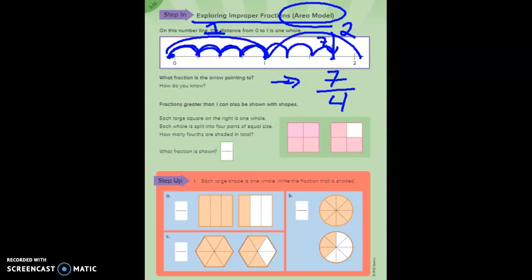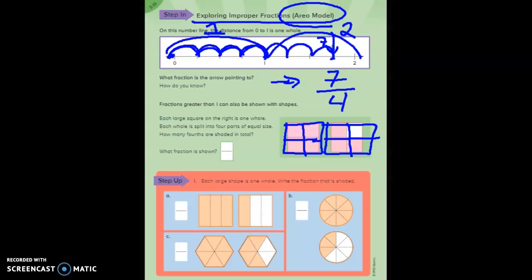Fractions greater than 1 can also be shown with shapes. Each large square on the right is 1 whole. Each whole is split into 4 parts of equal size. How many fourths are shaded in total?